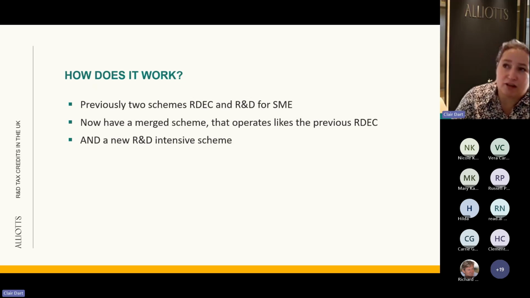I've just said it's changed. So what we now have is apparently one merged scheme, and that applies from the 1st of April 2024. That replaces the two previous schemes, and it's essentially the RDEC scheme, but enhanced. So it's a merger of the two. However, despite the fact they said we were replacing two schemes with one, we also now have a new R&D intensive scheme. So I still make that two schemes.